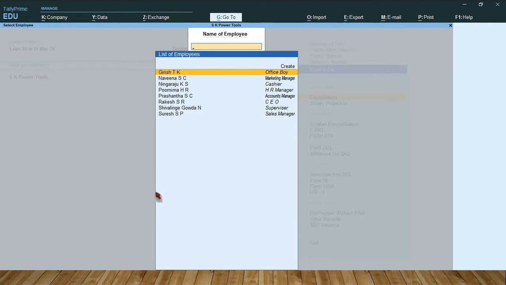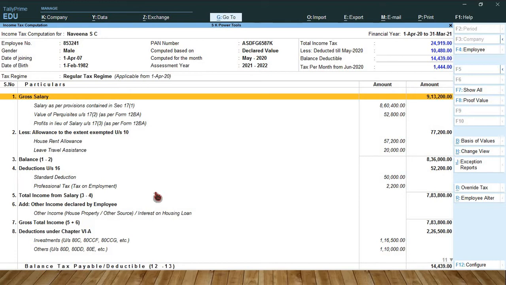So Girish TK is not an IT payer. Go to Naveen SC. So this is the income tax computation report. See here, the total gross salary is 9,13,200, including this NPS 52,800. 6,60,400 plus 52,800, the total is 9,13,200. This is the gross salary.